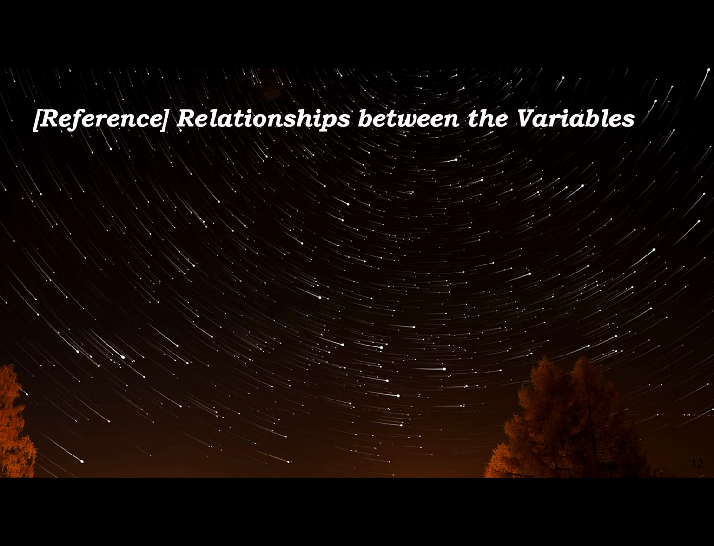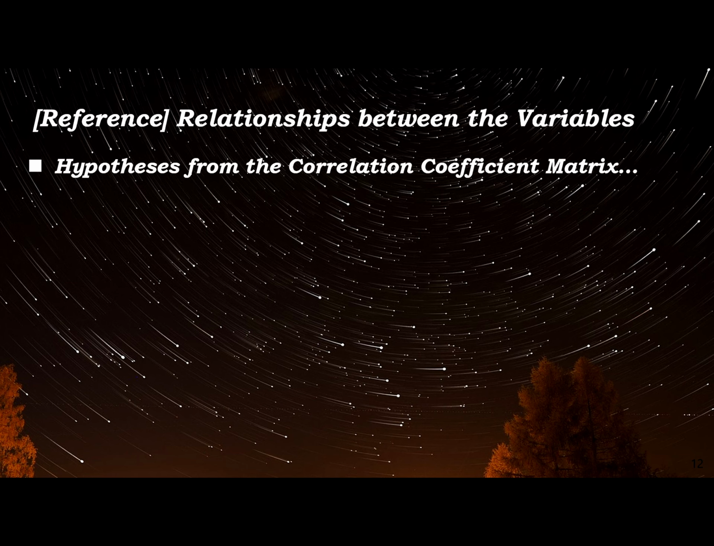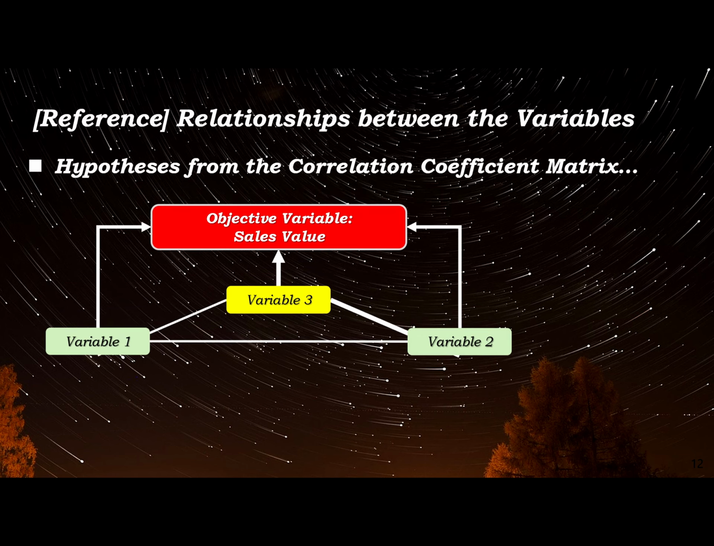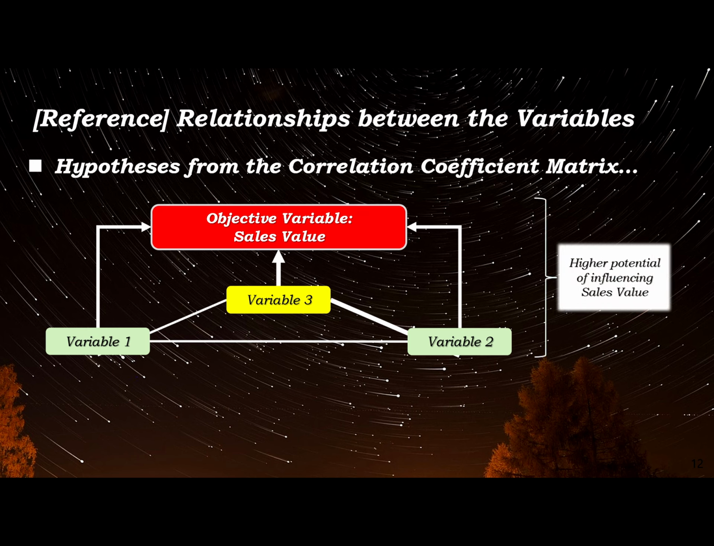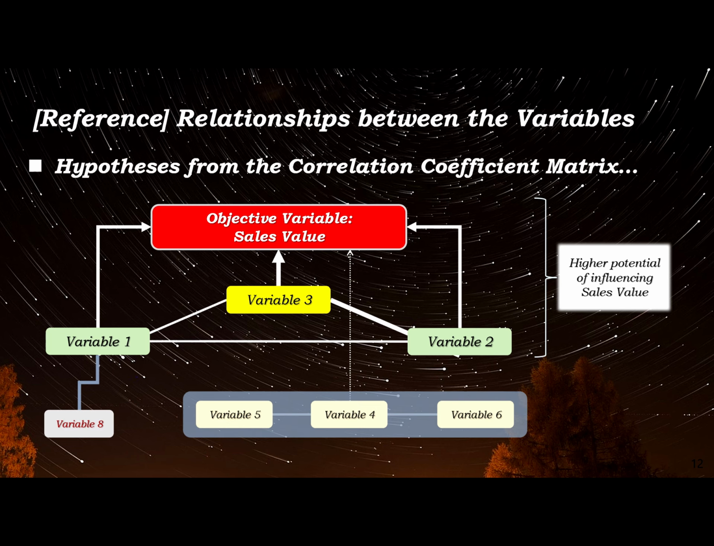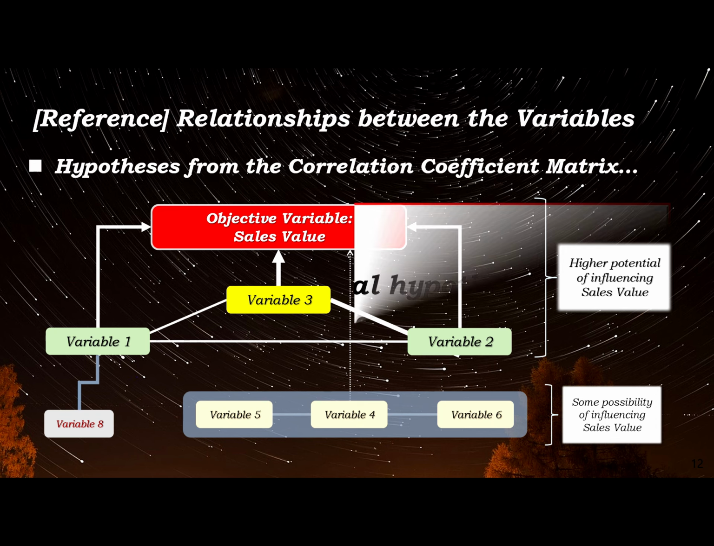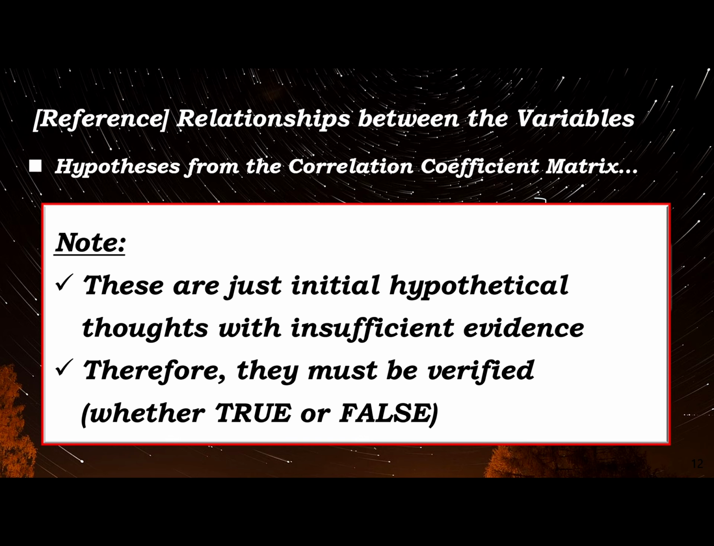Now, here are rough hypotheses from the example of correlation coefficient matrix. Variable 3 has the strongest correlation with sales value, followed by variable 1 and 2. These three variables are correlated with each other and therefore have a high potential to impact sales performance. Also, there may be a possibility of influence by variables 4, 5, 6, and 8, which show some correlation with sales or variable 1. Please note that these are only hypothetical thoughts without sufficient clear evidence. You must explore more statistical evidence to verify whether they are true or false.